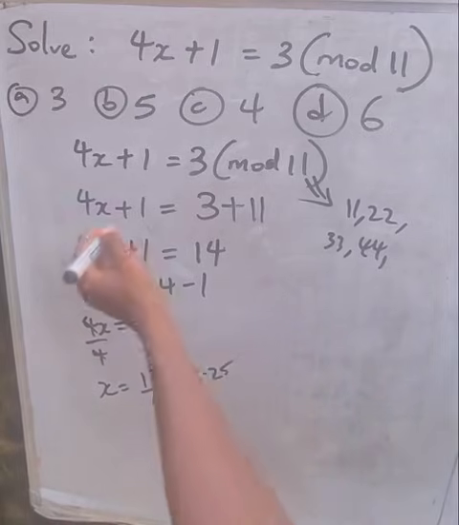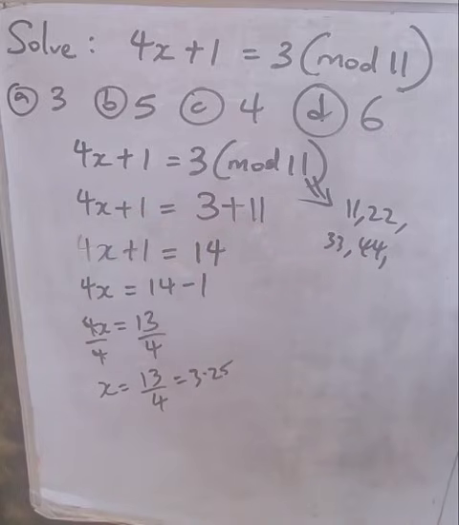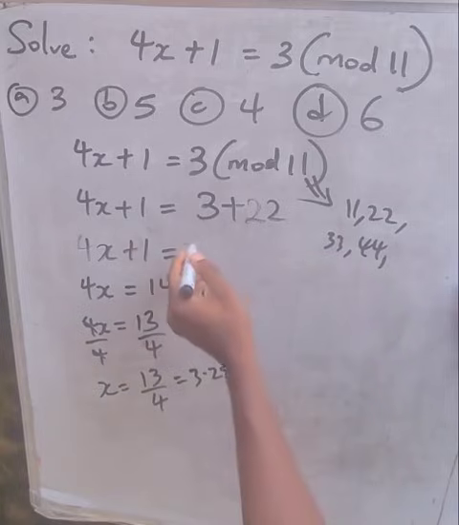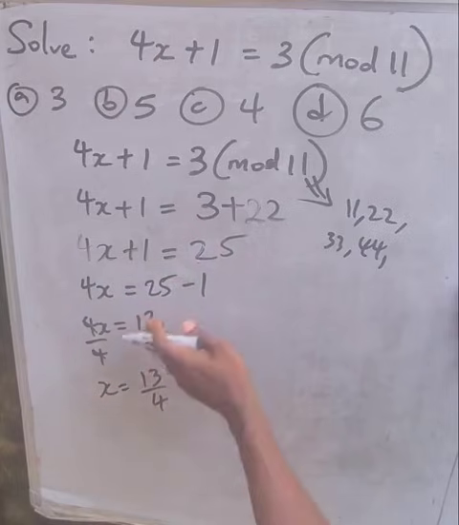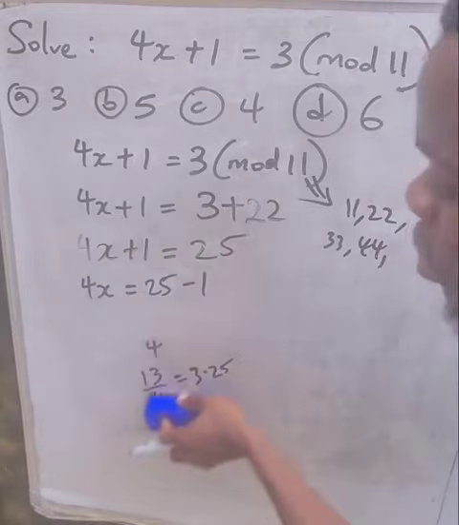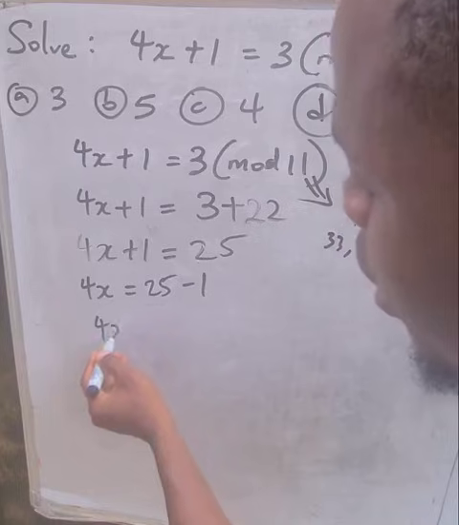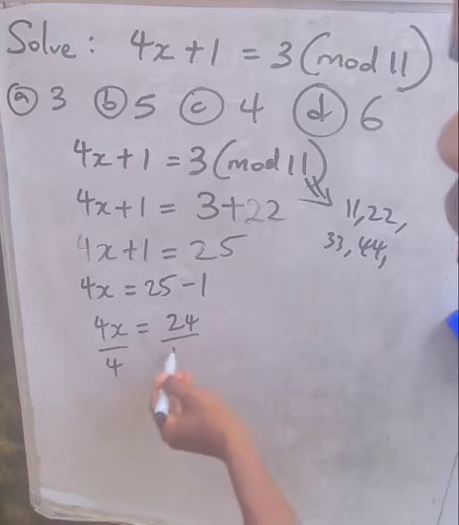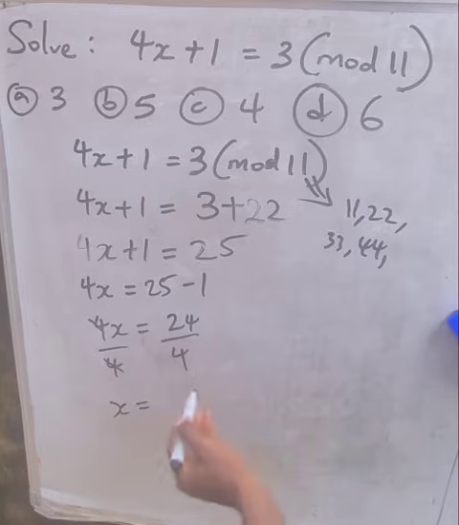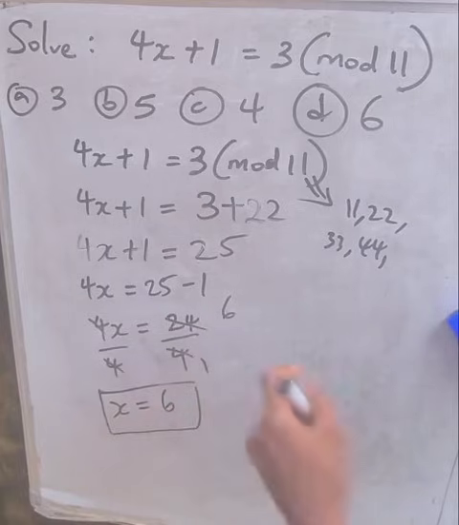Now let's solve again. Instead of 11, I'll be using 22. So 3 + 22 gives me 25. So this is 25 - 1, which is 24. Here 4x = 24. Now let's divide both sides by 4. Your x is equal to 6. So this is my solution.